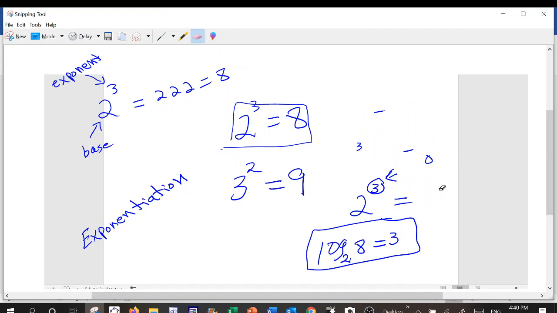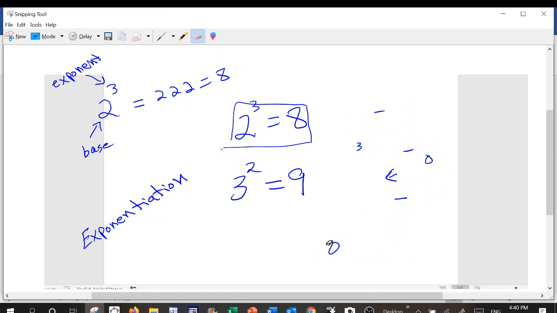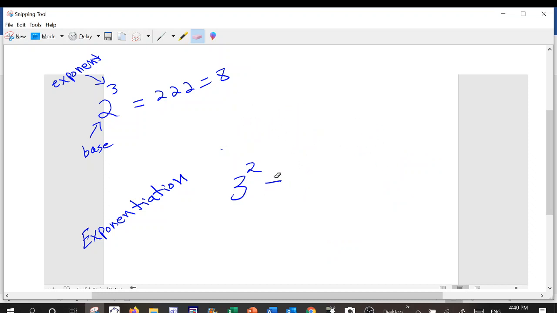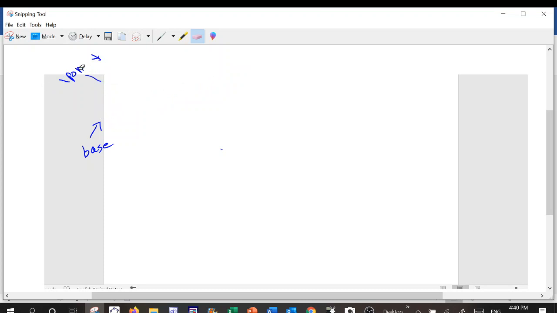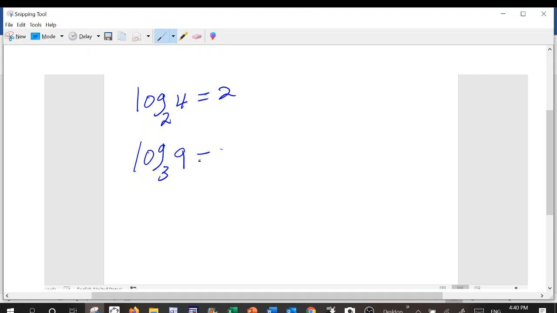So let's talk about this idea of logarithm and practice a little bit before we get into exponentiation and exponential functions. So let me give you a few more examples of logarithm. For example, if I say, what is log base 2 of 4? Well, you say 2, not because 2 times 2 is 4, but because 2 to the second power is 4. If I say, what is log base 3 of 9? Of course, you say 2, because 3 to the second power is 9.